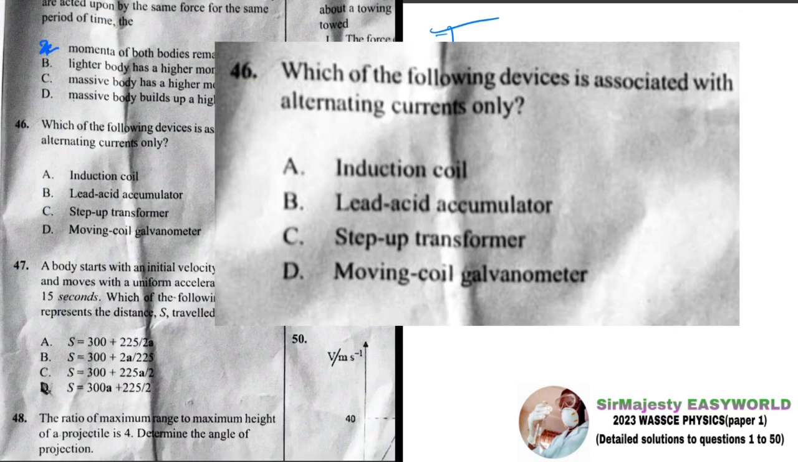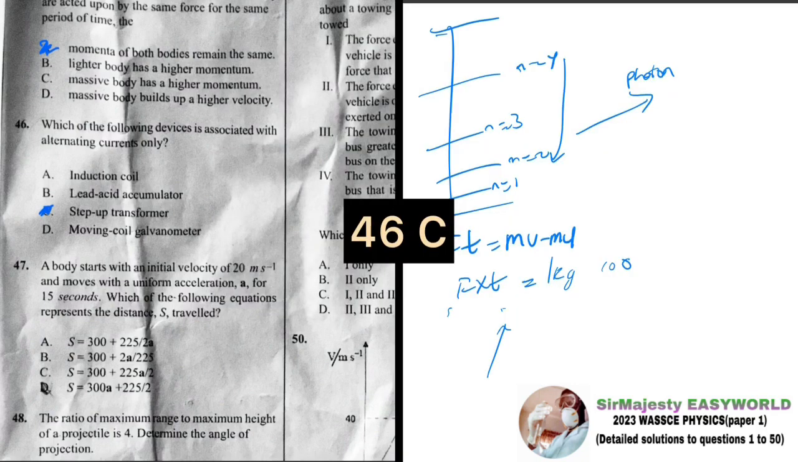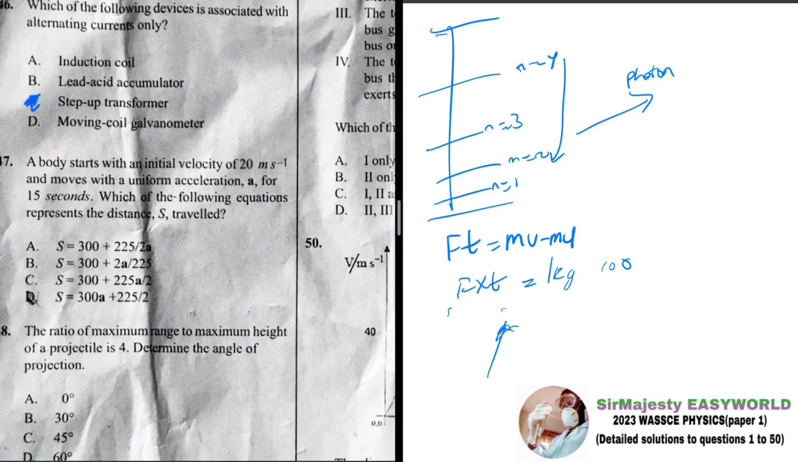Which of these devices is associated with alternating currents only? It is a step-up transformer, because the step-up or step-down transformer is used for increasing or decreasing the values of alternating currents only. That's the ones that we use in our households to generate electricity.